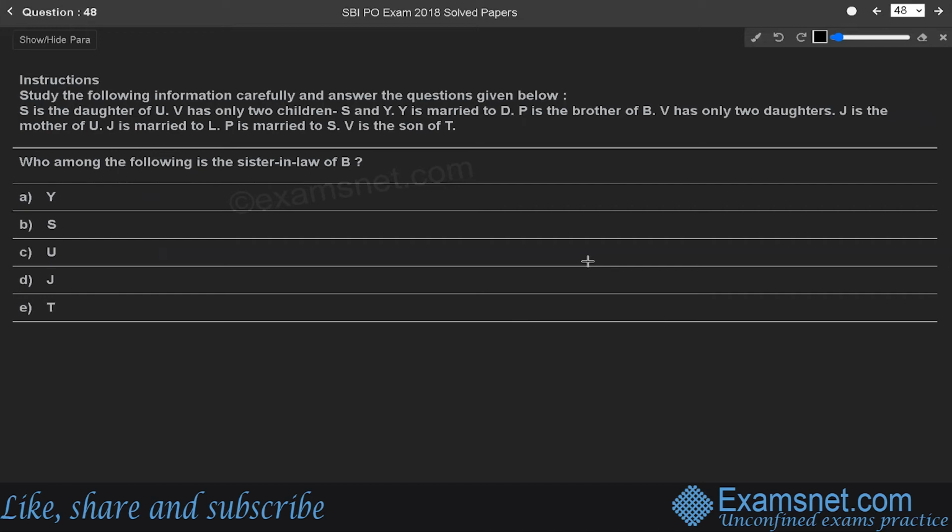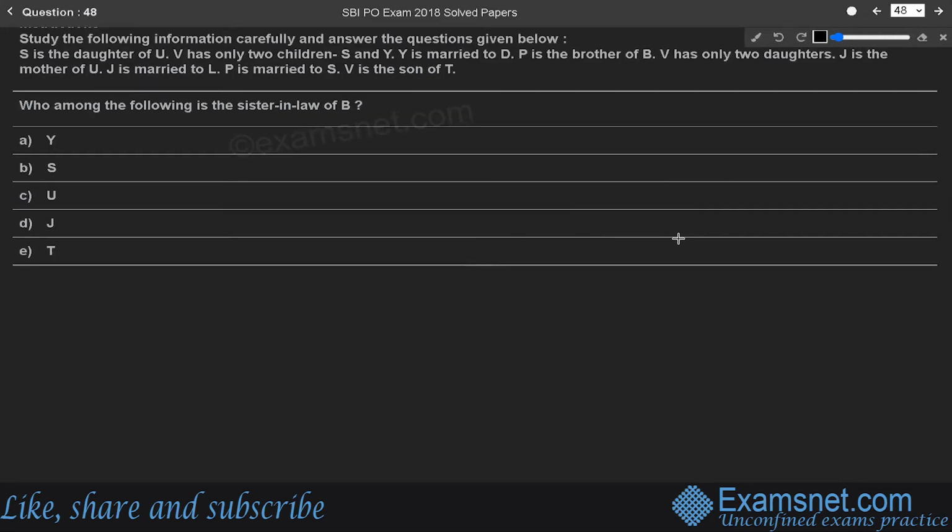Next question has the instruction, study the following information carefully and answer the questions below. S is the daughter of U. V has only 2 children, S and Y. Y is married to D. P is the brother of B. V has only 2 daughters. J is the mother of U. J is married to L. P is married to S. And V is the son of T. So according to this given information, first let us make a required representation.